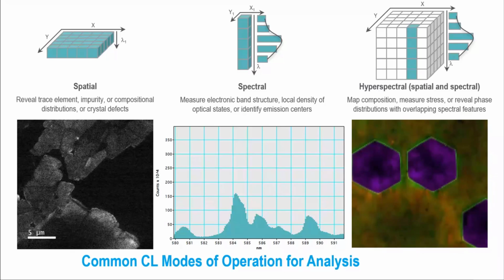And of course, when you have spatial and spectral information together in the same data set, then you can start mapping these and reveal things like compositional variation, stress, phase distributions, etc. So it's a very powerful technique to get optical information, both spatially and spectrally.